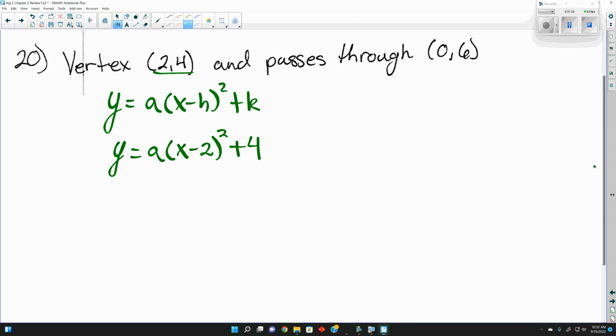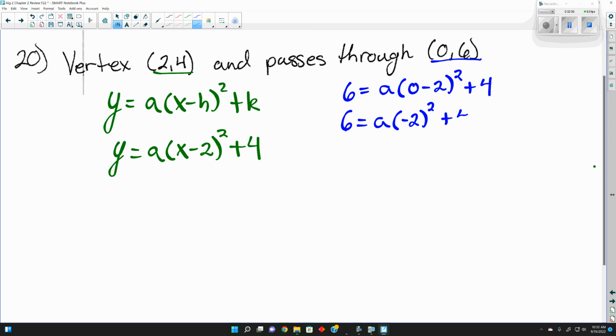And we do have it in almost the correct form. We just need to find A. To find A, we take 0, 6 and plug it in. We plug 0 in for x, 6 in for y. Saying 6 is equal to A times 0 minus 2 squared plus 4. At this point here, we can solve for A. Now the first thing we can do with this here is 0 minus 2, which is negative 2 squared plus 4.